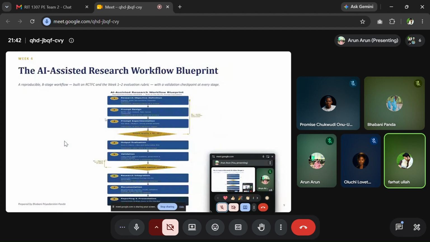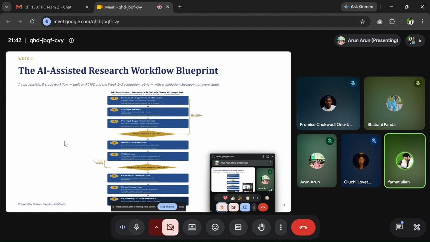Slide 9. The assistant research workflow blueprint. Before, we built a complete workflow, a step-by-step process for using AI in research safely. Explain the structure. This workflow has 8 stages. It is based on the RCTFC framework and the review method we used in week 1 and week 2.